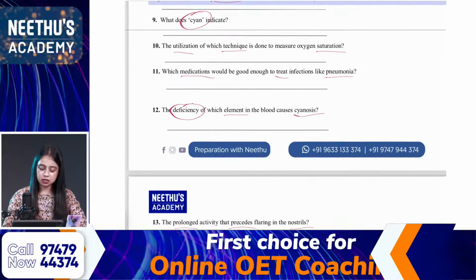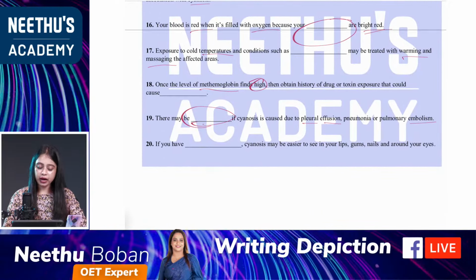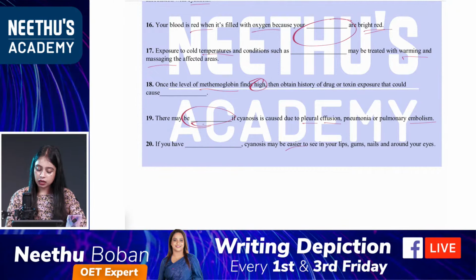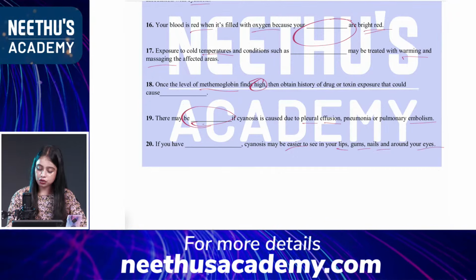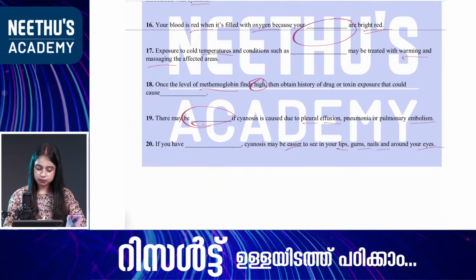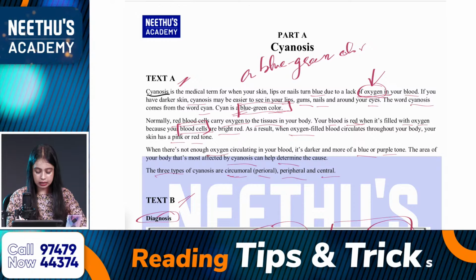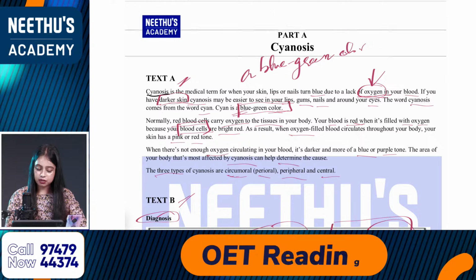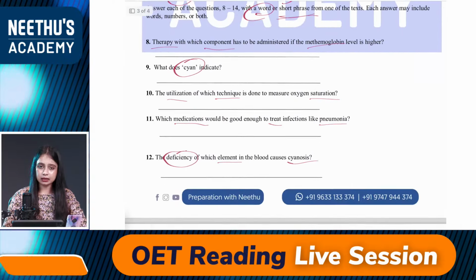So what about the last question, 20? If you have dash, cyanosis may be easier to see in your lips, gums, nails and around your eyes. So if you have a what? If you have a darker skin. See, if you have a darker skin, then it will be very visible. So answer is darker skin.